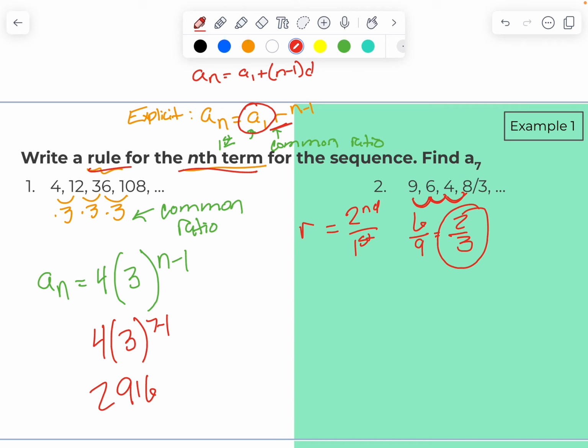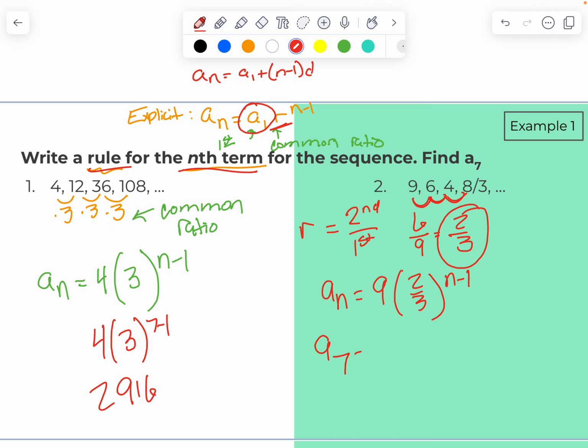So my common ratio is 2/3. This trick works, again, only for a common ratio for a geometric series or a geometric sequence. Now I follow my formula. a sub n equals my first term times my common ratio to the n minus 1.